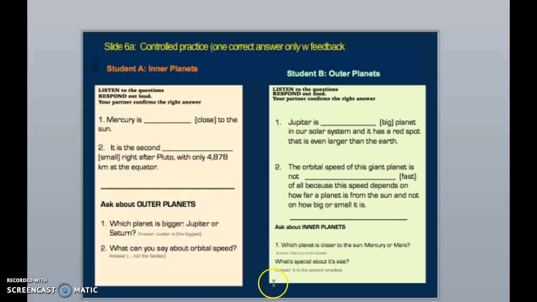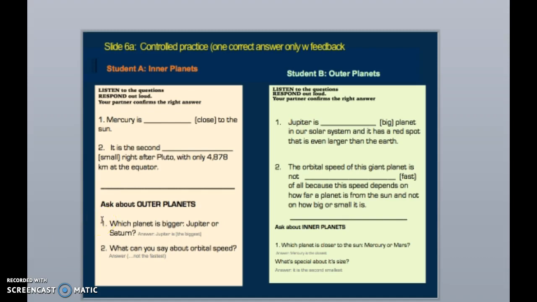B asks, what's special about its size? A fills in the blank. It is the second smallest right after Pluto, with only 4,878 kilometers at the equator. B looks at his or her answer. Yes, it is the second smallest. Then it's A's turn to ask the question.